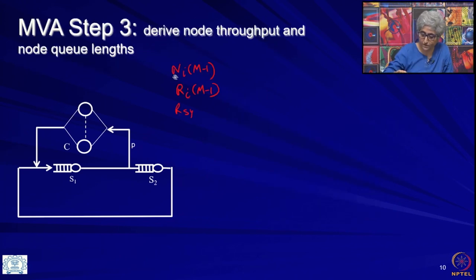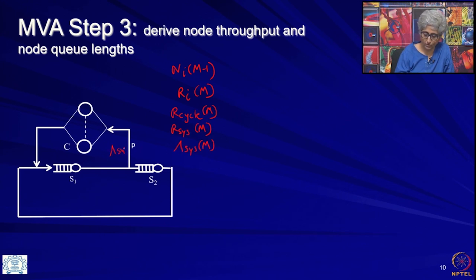Again recall, we started from N_i(m-1), we got R_i(m), and from R_i(m) we got R_cycle(m), we got R_sys(m), and we got lambda_sys(m), the whole throughput. Now what is the next thing that we can get?